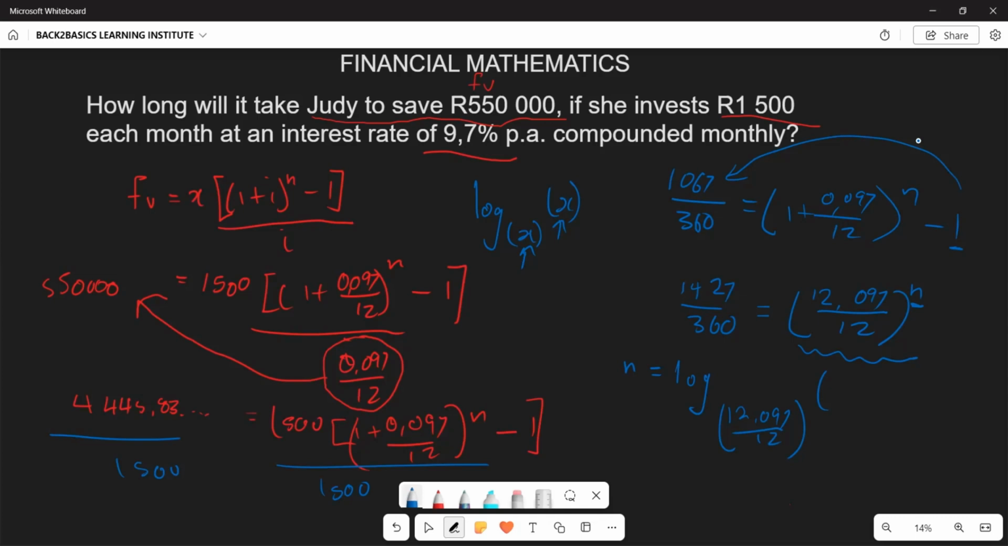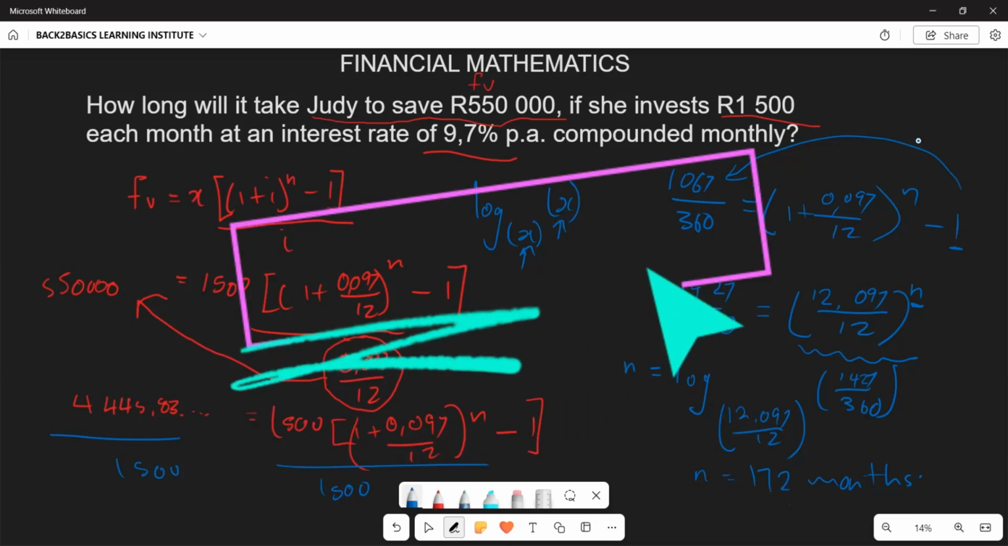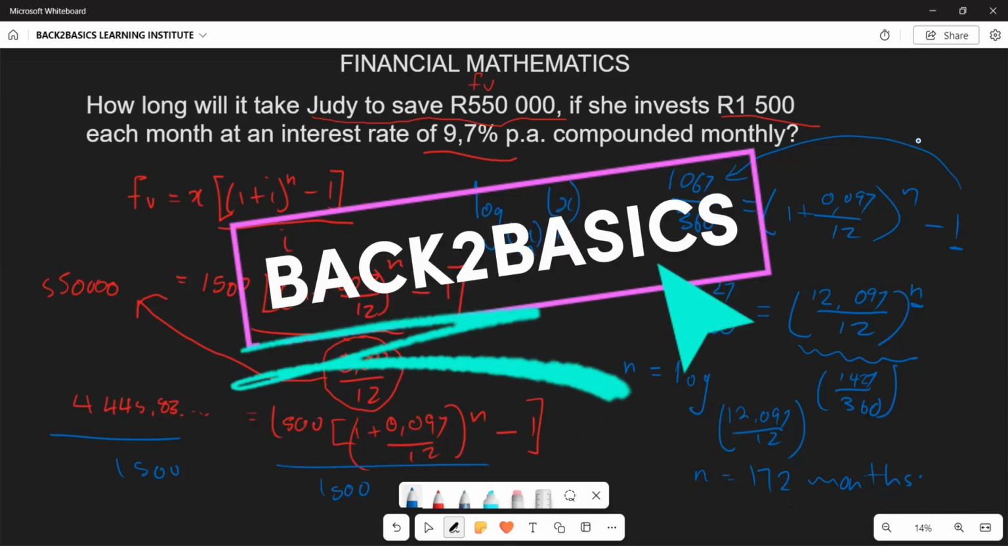And from there, this is the same as 1427 over 360. If you punch this into your calculator, you are going to get your n, which is 172 months. This means Judy needs to invest for 172 months in order to acquire 550,000 rand. So that's what we do when we calculate the number of installments.